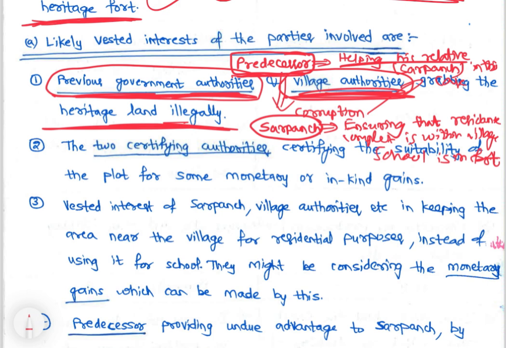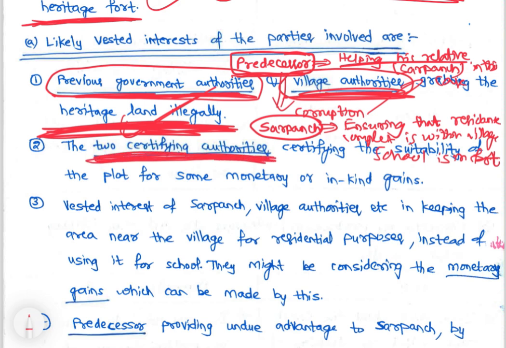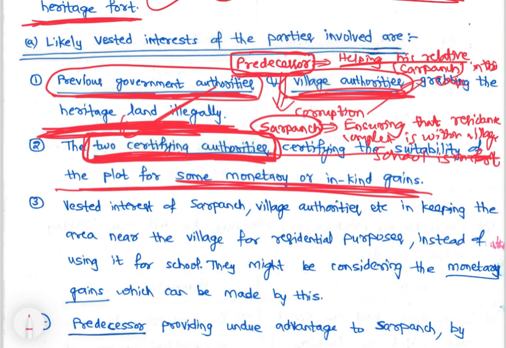Then the two certifying authorities are grabbing the heritage land illegally. So somewhere they are grabbing the heritage land illegally. These are the vested interests. Next is the two certifying authorities: certifying the suitability of the plot for some monetary or in-kind gain.